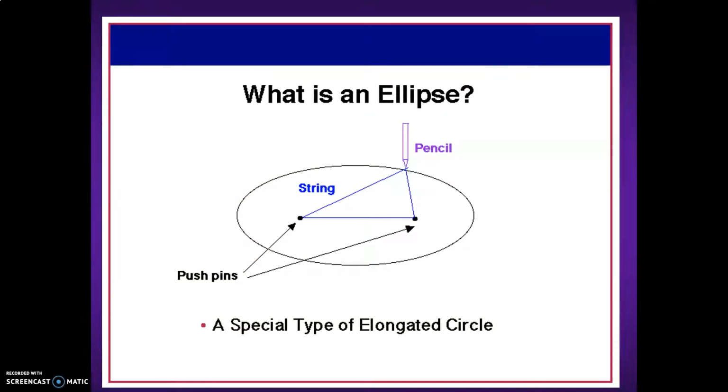This is just showing you how you draw an ellipse. You just take two push pins, you put them a distance apart, you attach string around them, and then you take a pencil, and you can see how it makes like a triangle. You just keep the string nice and tight, and then you move your pencil around the string, and it makes an ellipse. You're not going to need to do that, but that's just showing you how to do it.